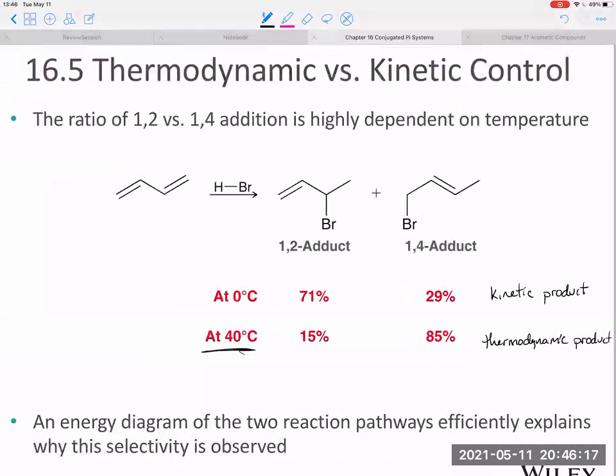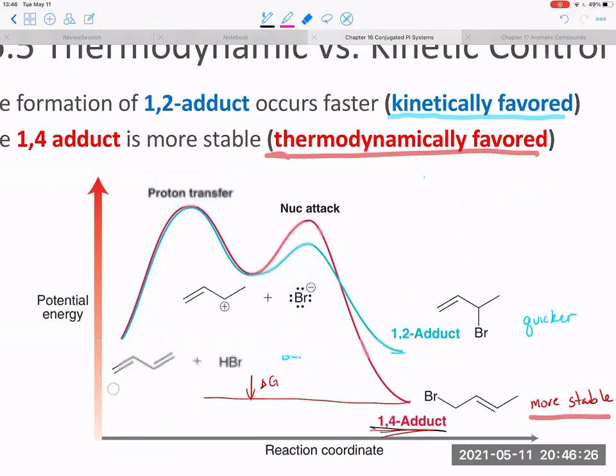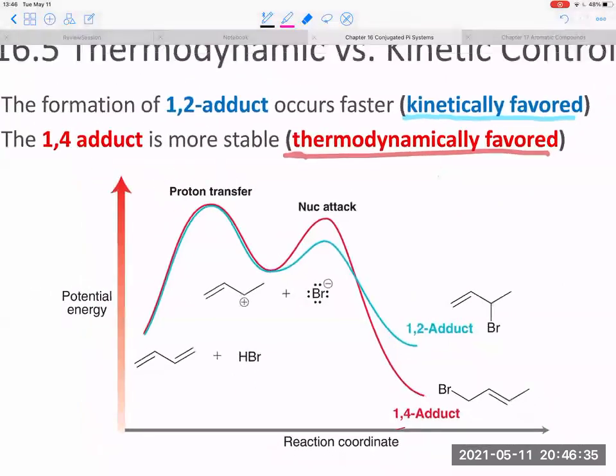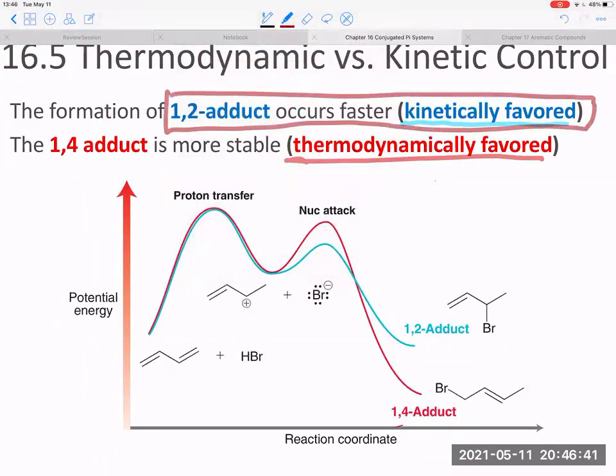Okay, this is all sorts of jacked up. Let me see if I can simplify this here. First of all, the 1-2 adduct is always going to be the one that's kinetically favored. It's always going to be the one that forms quicker. We're going to see an example where we can't say that quite as hard and true about the 1-4. That might not always be the thermodynamic, but the thing that is always true is the 1-2 is always the quickest formed, the kinetic product.